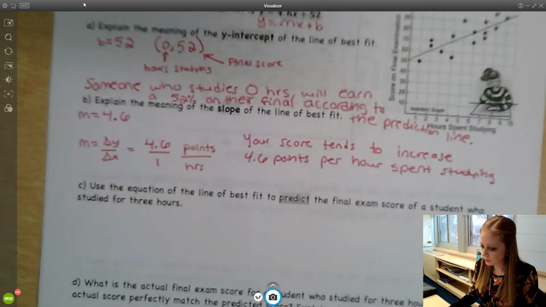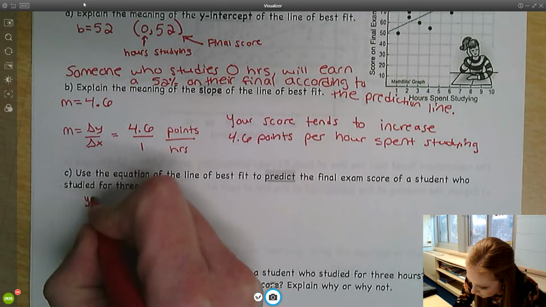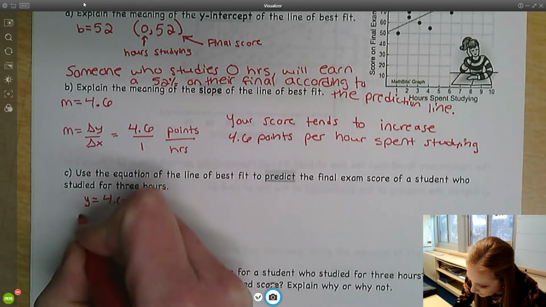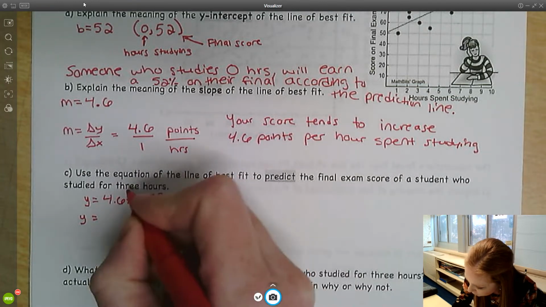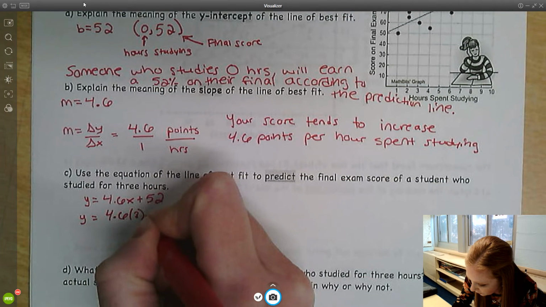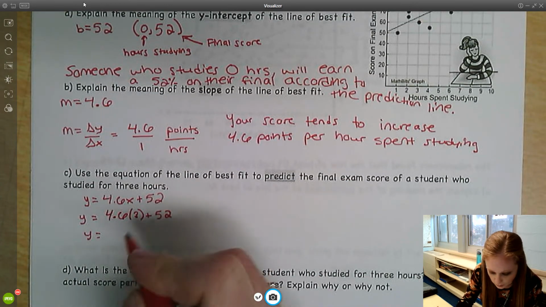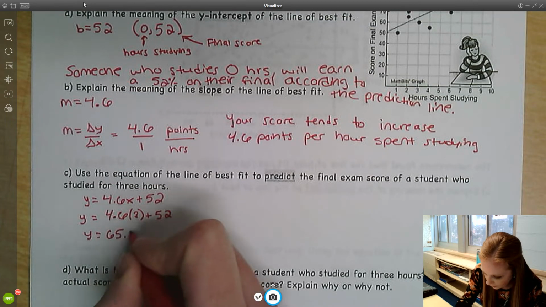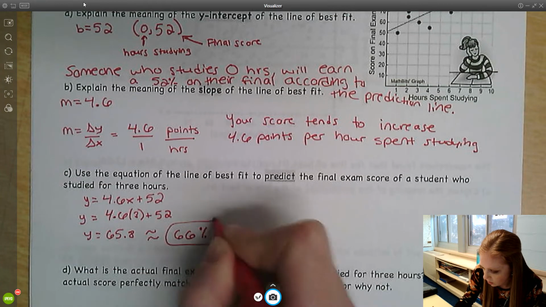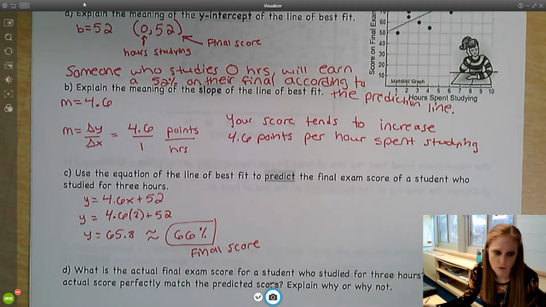Use the equation to predict the final exam score for a student who studied for 3 hours. So I'm going to rewrite our equation, y equals 4.6x plus 52, and plug in 3 hours. Hours is the x-axis, so I'm going to plug in 3 for x. If you put this entire thing in your calculator, you will get 65.8, which rounds to a 66% final score if you're studying for 3 hours.